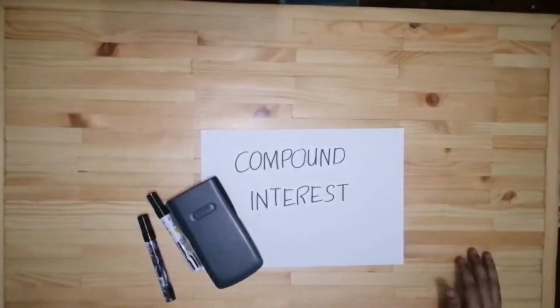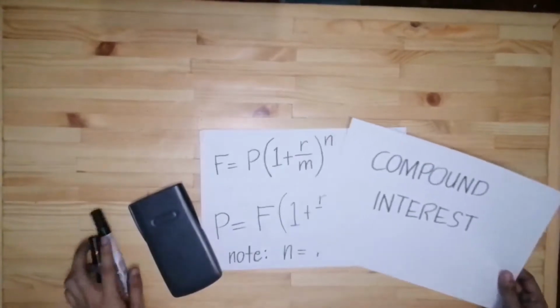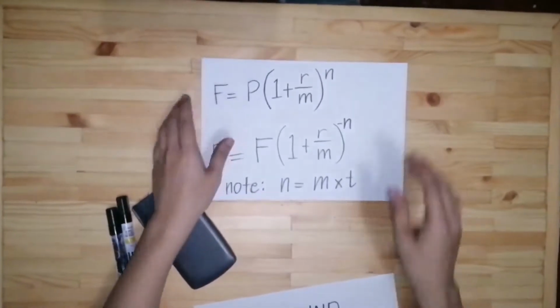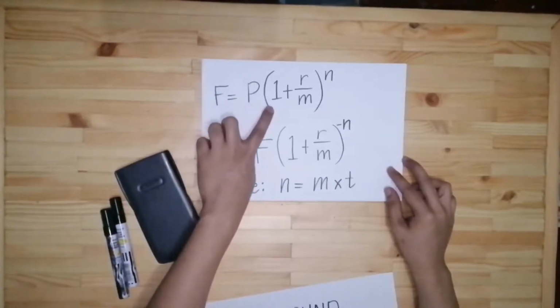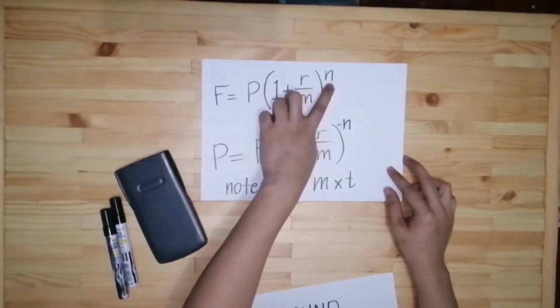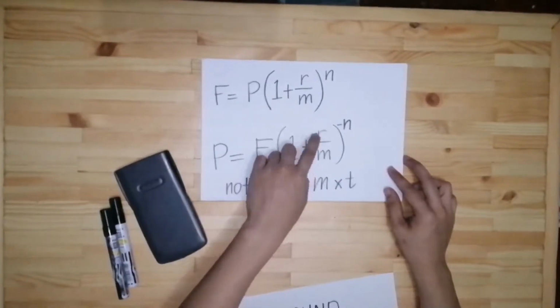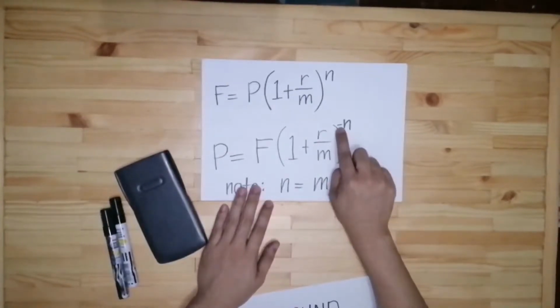So what is the formula for the compound interest? So this is the formula that we can use to get the values that we're looking for in compound interest problems. So meron tayong F is equal to P times the quantity of 1 plus R over M raised to N. Then meron tayong P is equal to F times the 1 plus R over M raised to negative N. Take note, it's negative N.